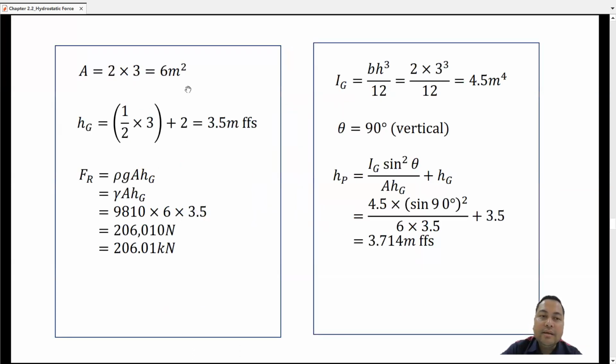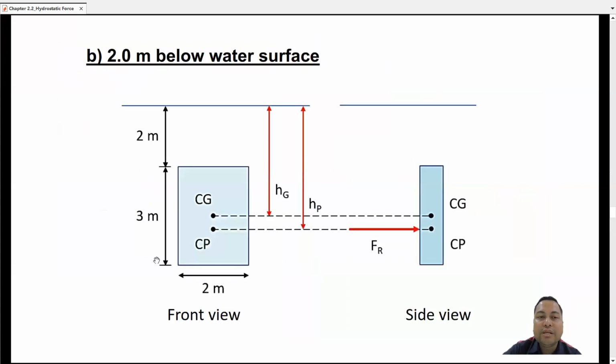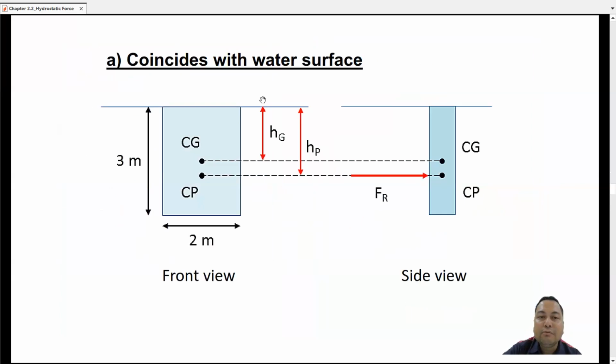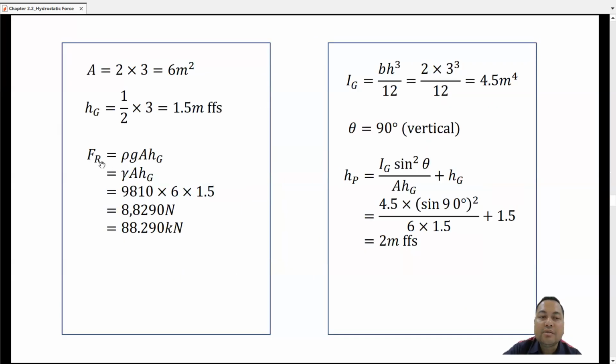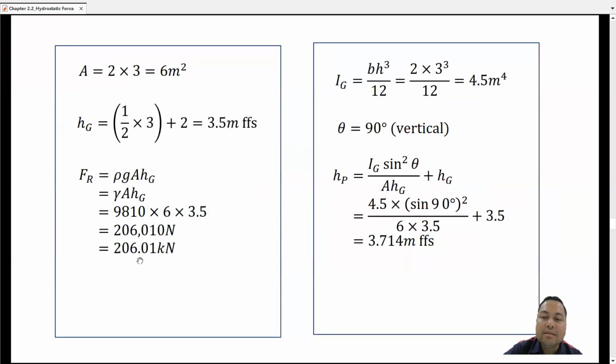So we can say that when we place the plate lower into the water, the resultant force acted is actually much higher. Let's look at here. The resultant force is 206.01 kilonewton, compared to when the same plate coincides with the water surface, the hydrostatic force is only 88.29 kilonewton. So the value is quite double.